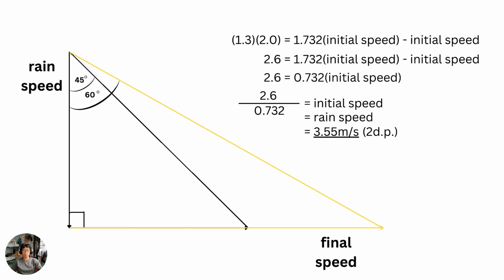Okay, we can see that these are the same unit. So 1.3 times 2 is 2.6, and then we get 1.732 of the initial speed minus, we can see that this is 1 unit of initial speed. So that's why we get 2.6 equals 0.732 of the initial speed. Now we rearrange this equation once again. We can get 2.6 divided by 0.732, okay, which is equal to the initial speed, which is also equal to the rain speed, which is equal to 3.55 meters per second to 2 decimal places.